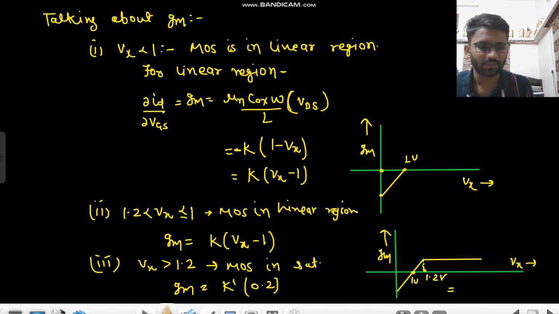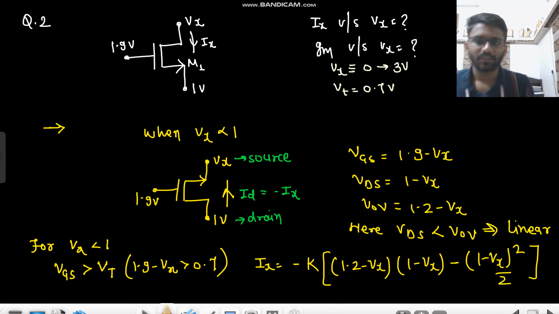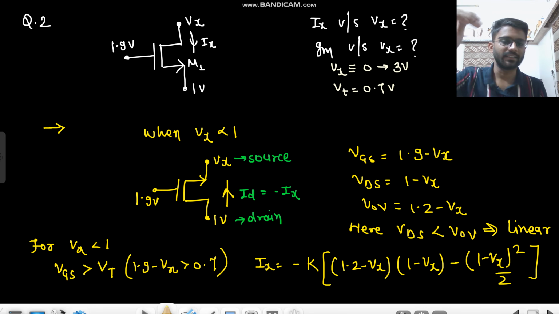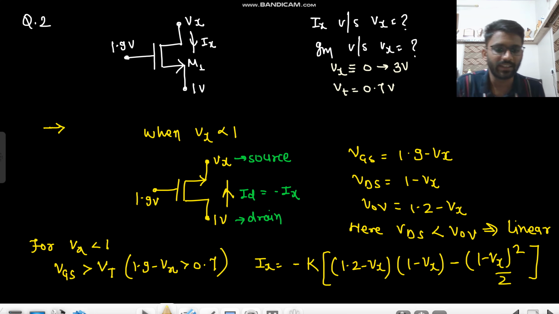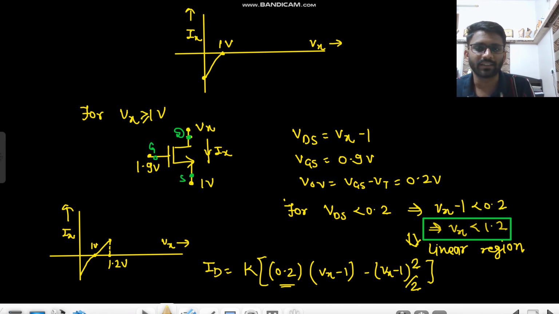We will revise it once again. Okay, that's a very good question. For Vx less than 1, we write the current equation, and we get to know the Ix versus Vx curve. Okay, we get to know it's in linear region and the current is in negative direction. So as we increase the Vx value, our VDS is getting decreased, so the magnitude of current is getting decreased. Assume here minus 4, so minus 3, minus 2 and then goes to 0. The magnitude of current is getting decreased, but it is getting increased in positive direction.